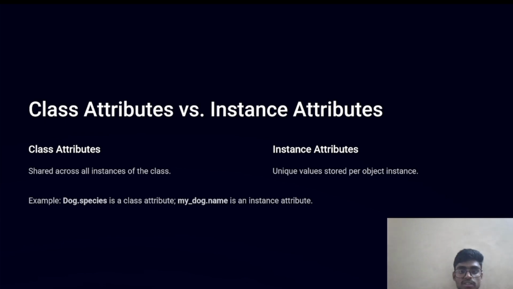Class attributes versus instance attributes. Class attributes are shared across all instances of the class. Instance attributes are unique values stored per object instance. Examples: Dog.species is a class attribute. my_dog.name is an instance attribute.